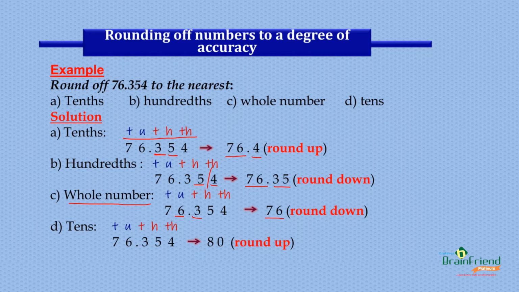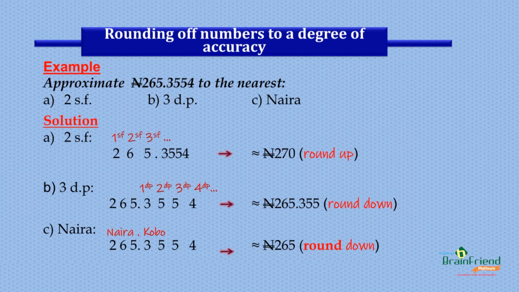And lastly, we are expected to round off to the nearest tens. 7 is our target, and 6 is the number to the right, so we will round up. We'll add a 1 to 7, and that gives us 80. I hope those examples were clear enough. Let's see some other example.